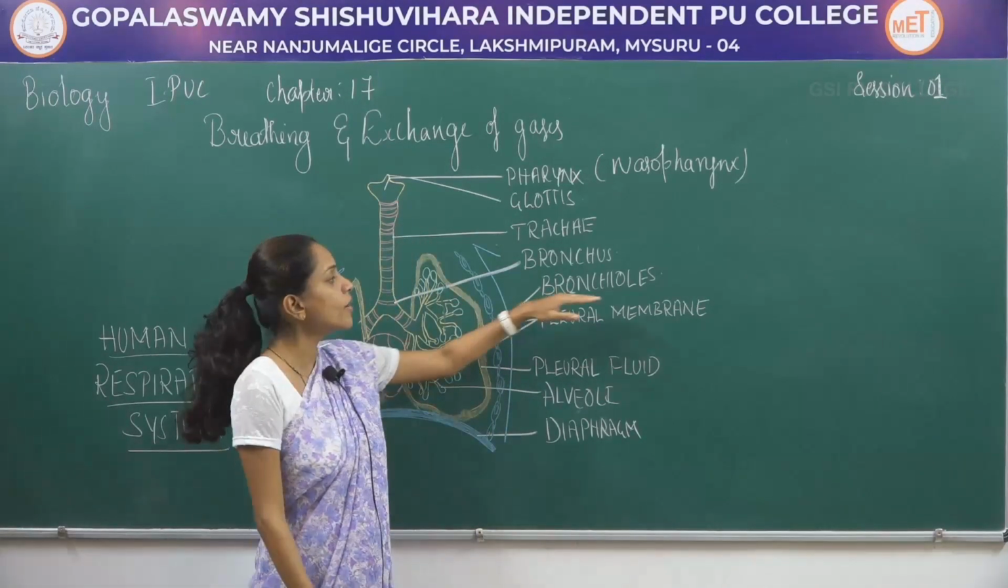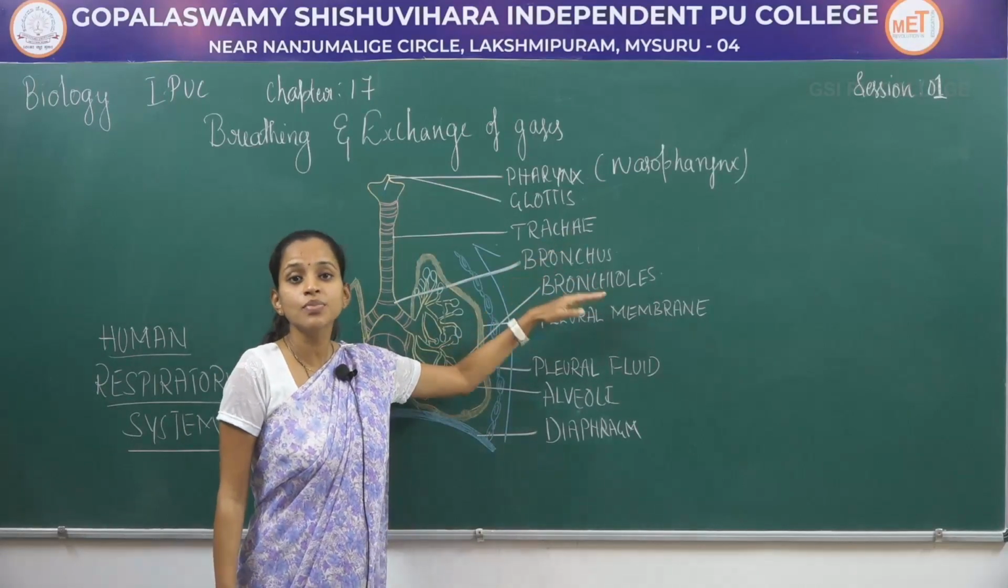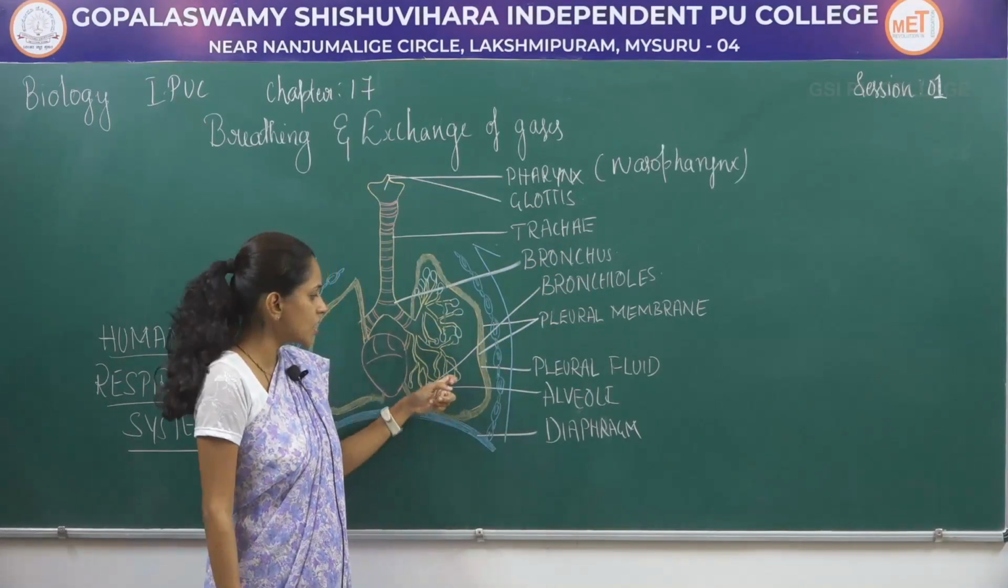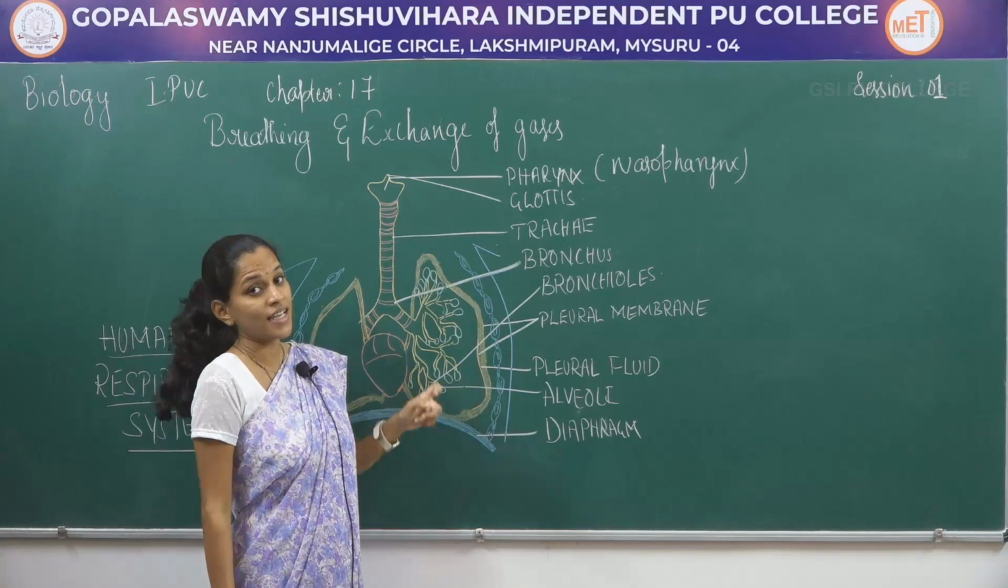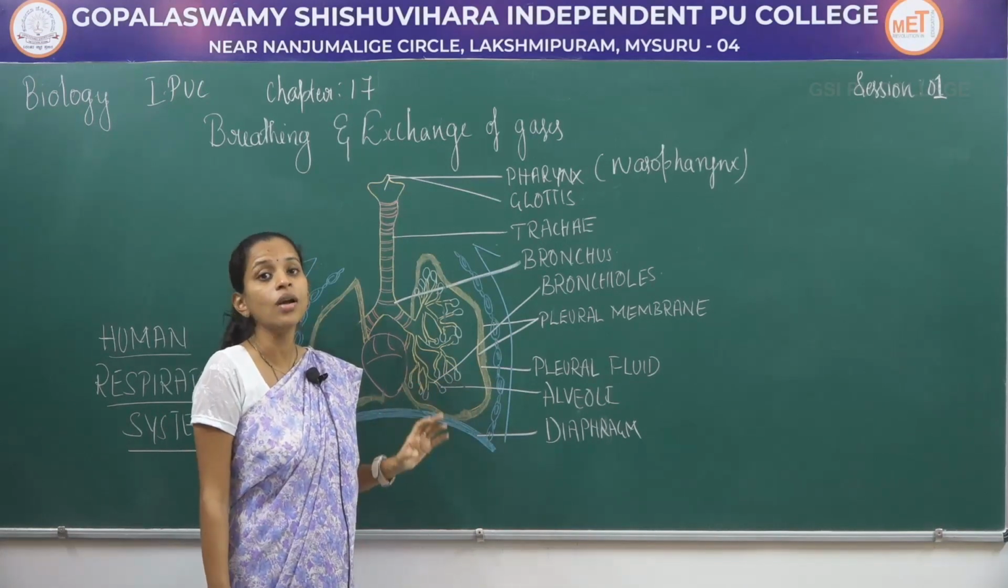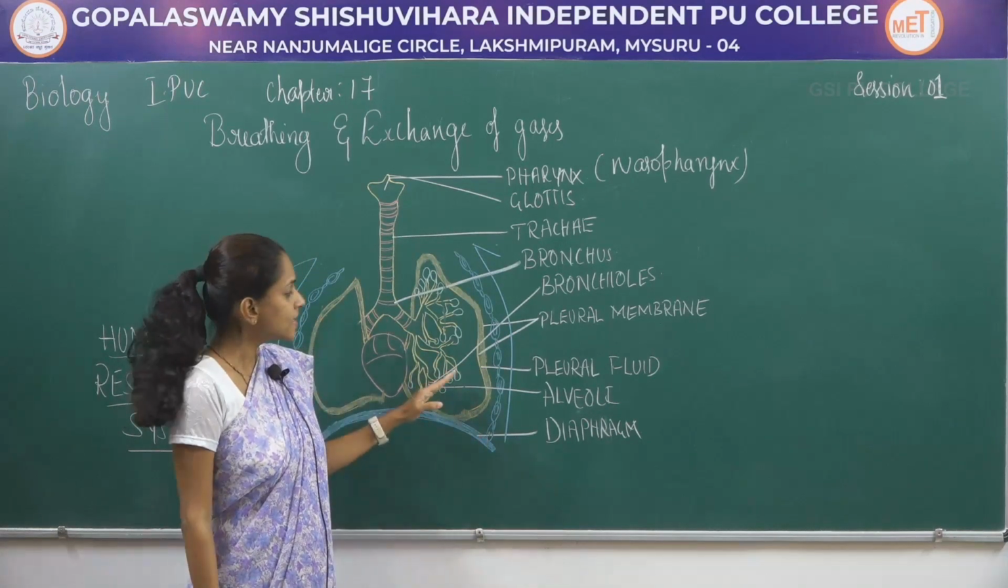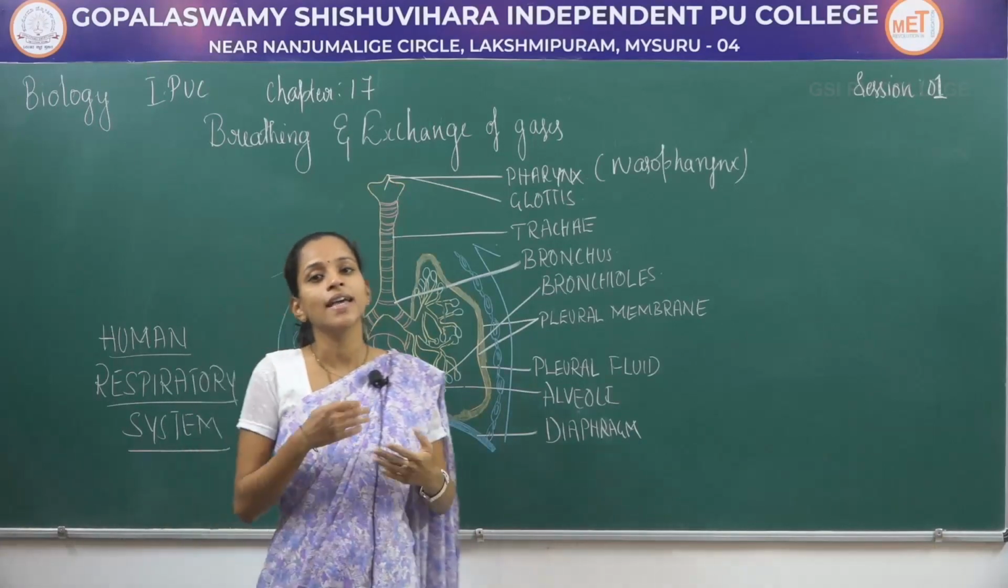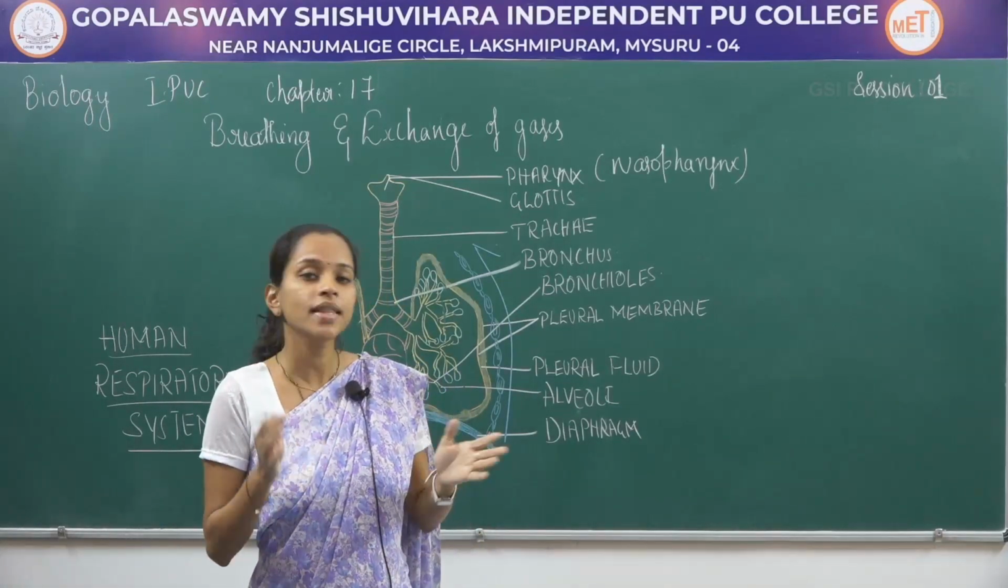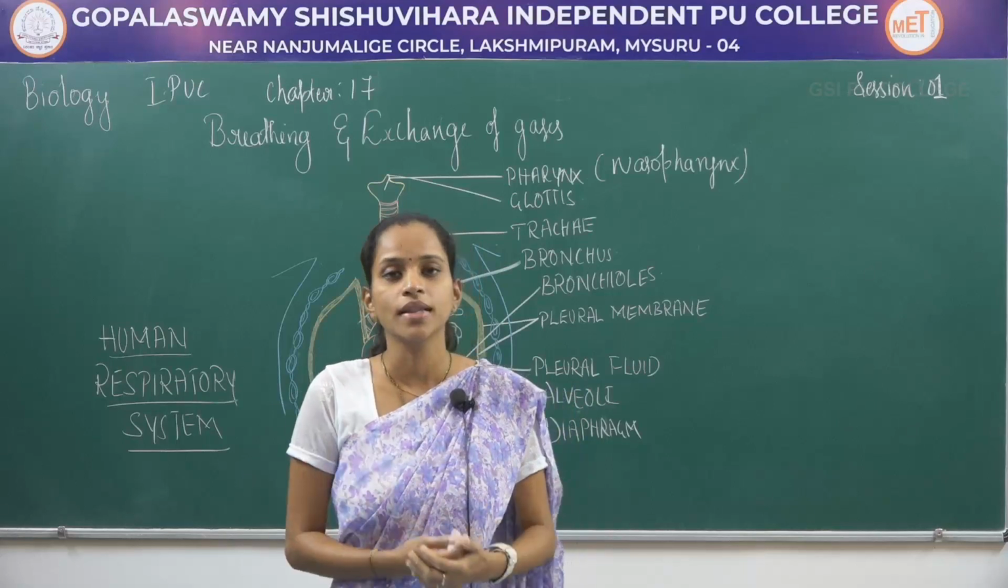These branches are called bronchioles. These bronchioles end with a bag-like or sac-like structure. These structures are called alveoli. These alveoli help in the exchange of gases between the atmosphere and the body.